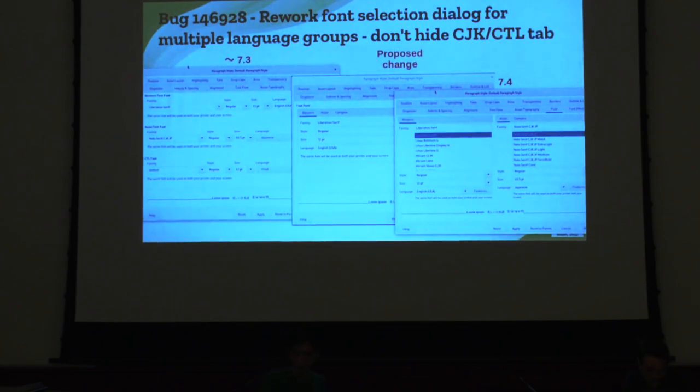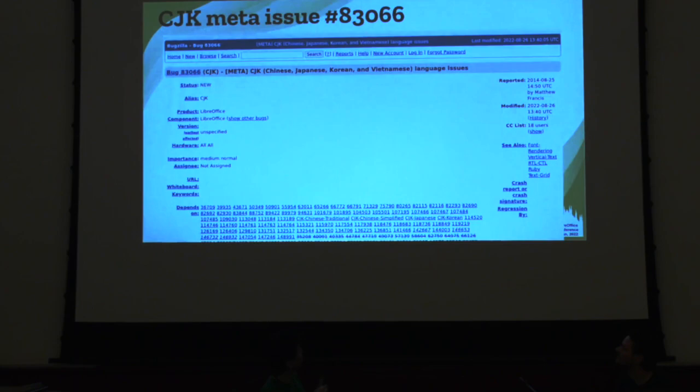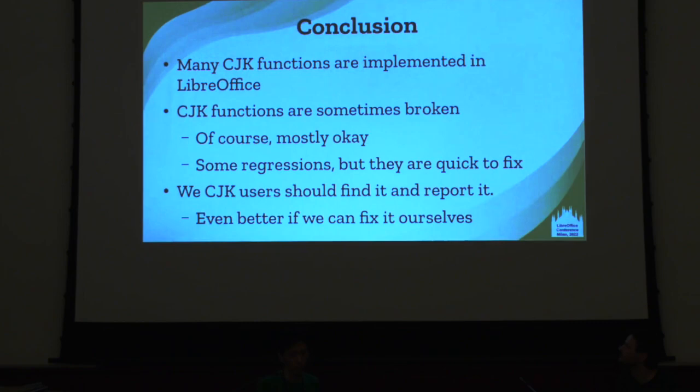Yeah, it's nice. A little communication problem, but it's nice now. And please check the meta issue, the CJK meta issue. Okay, and the conclusion is that many CJK functions are there and mostly okay, but sometimes there are regressions. But they are quick to fix problems. Okay, yeah. Thank you. Thank you, Shinji.